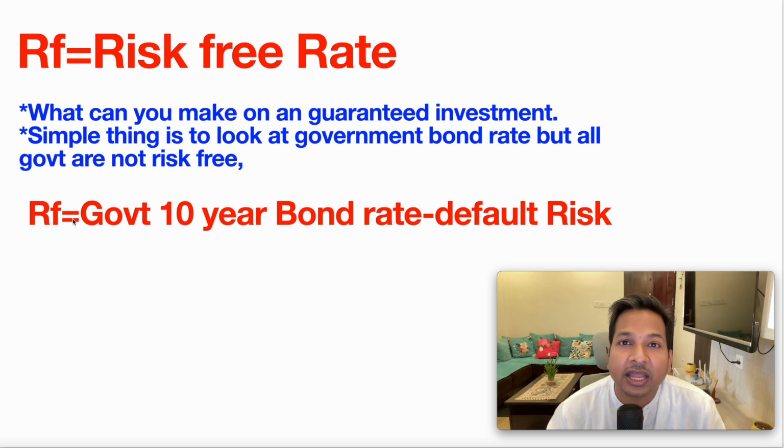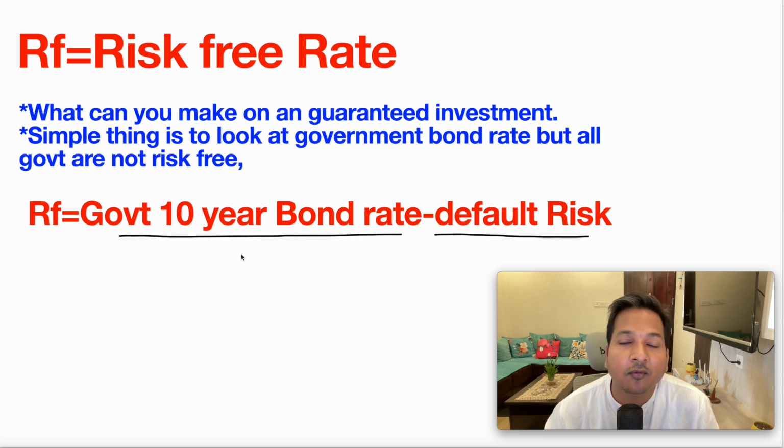That is almost risk free, because the government will not default, but not all governments are default free in the world. So you have to add a default risk to the government's 10-year bond yield rate. Now why the 10-year bond yield rate? Because you are taking cash flows for a long period, maybe 30 years, but 30-year bond yields are not easily available in our government. So we are taking a maximum of the 10-year bond rate.